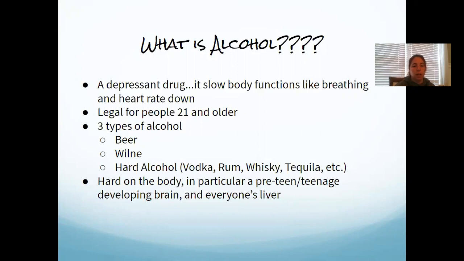Any type of alcohol is hard on the body, particularly preteens and teens. The biggest reason why is your brain development. Your brain doesn't fully develop until you're in your mid-20s, so like 25-ish. So you guys have a lot of growing to go with your brain, even if it's somebody that's 18 or 19 years old that might be fully grown, the brain still isn't fully grown.